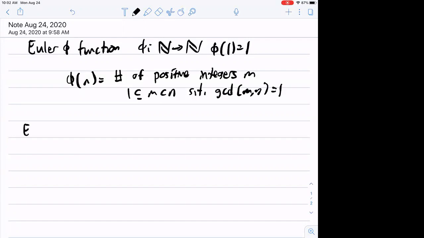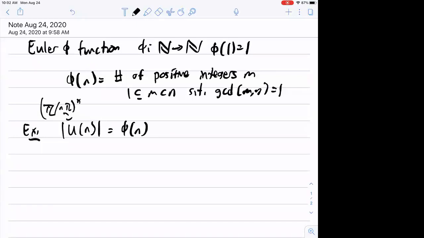And we had an example that the units, the multiplicative group, which is shorthand for (Z mod nZ)^x, has order phi of n, right? Anything coprime is invertible, and anything not coprime is not invertible.